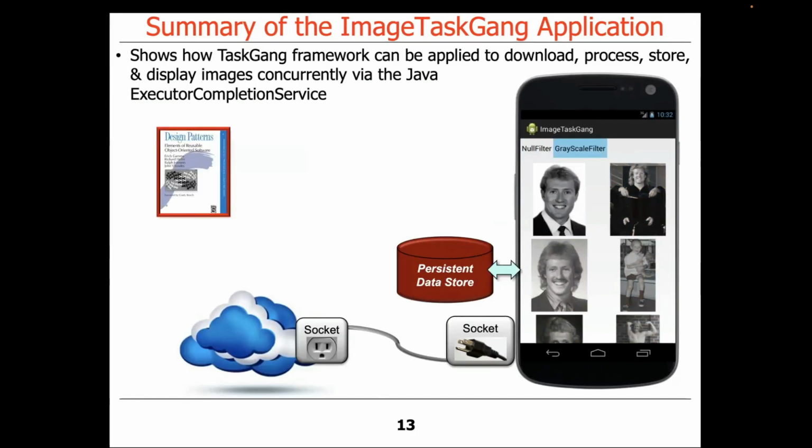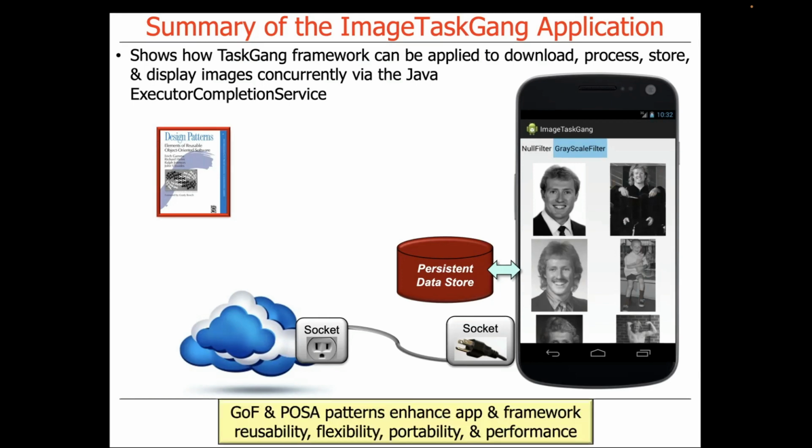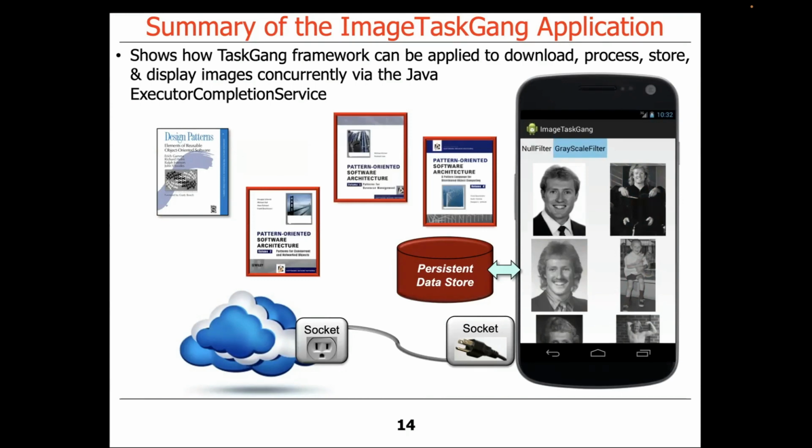We also showed how you can use patterns from the Gang of Four book, like template method, factory method, and decorator. And if you look really carefully, you'll see singleton and command lurking there in some of the code parts as well. And in general, the Gang of Four patterns and the POSA patterns we're about to talk about help make the app and the framework more reusable, more flexible, more portable, and more highly performant and scalable. Here are some examples of the books that we use for the POSA series to get things like Proactor and pooling and future and command processor, if you look at it that way.